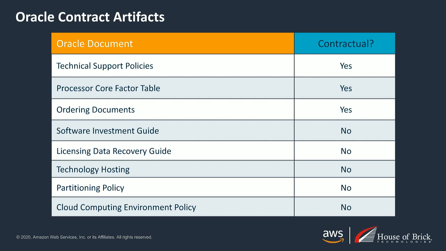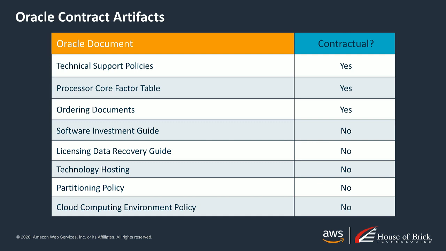And those are interesting documents, but not necessarily ones that are binding on you. This list on this slide is not comprehensive. There are more documents out there, but these are the ones that we see people asking us about the most. So we kind of divided them into the top and bottom half here. So the technical support policies, the processor core factor, or any amendments to your contract that are in the ordering documents that you accepted and paid, anything in there is contractual. You have to pay attention to it. You have to obey it. Those are contractual rules that govern your uses of the software licenses that you've got from Oracle.